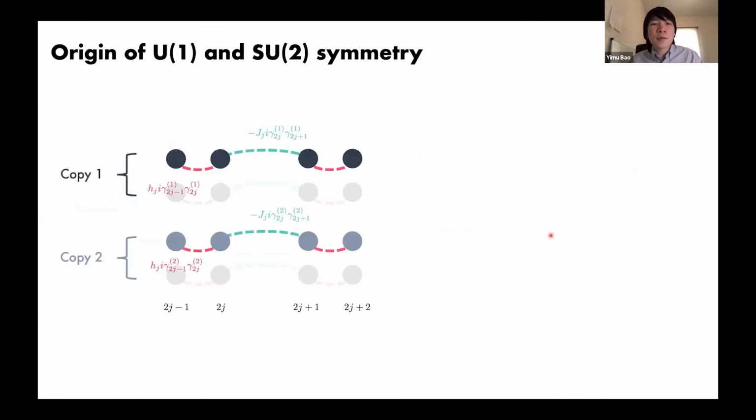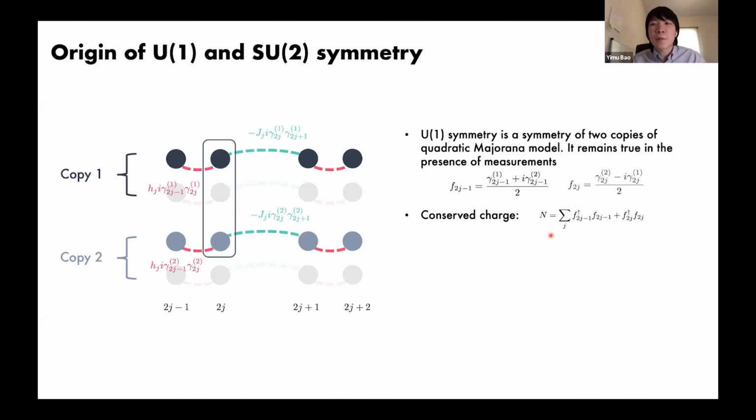Okay, and let me briefly explain the origin of U1 and SU2 symmetry. This really resides in the nature of 2 copies. So you consider 2 copies of the density matrix. You basically have a Majorana model, let's say two forward evolutions, and this combination can give you a U1 model. Basically, you construct a fermionic mode by a linear combination of Majorana fermions on different copies. And you can show this is a symmetry of the model.